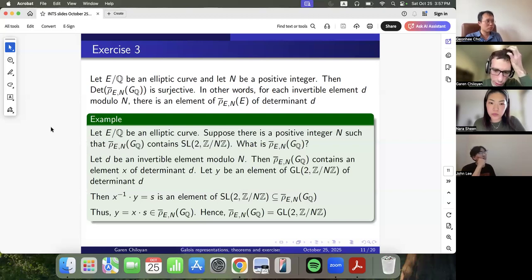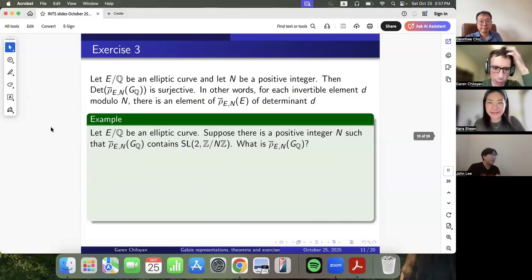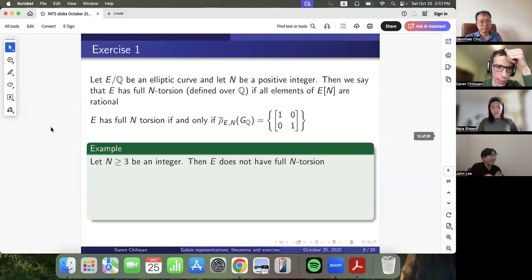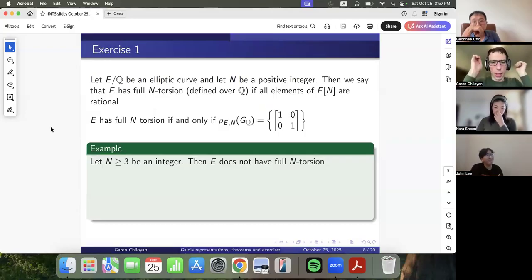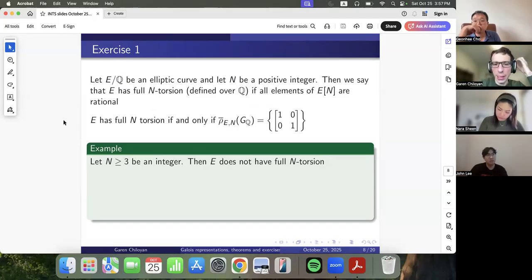Okay, everybody. I know I'm running out of time, but please allow me to go over two more examples. I'll go back to that first example I accidentally went over. Let E be an elliptic curve over the rationals and N a positive integer. We'll say E has full N torsion, meaning all the N torsion points are rational, if E bracket N is rational. So full N torsion defined over the rationals means all elements of E bracket N are rational.